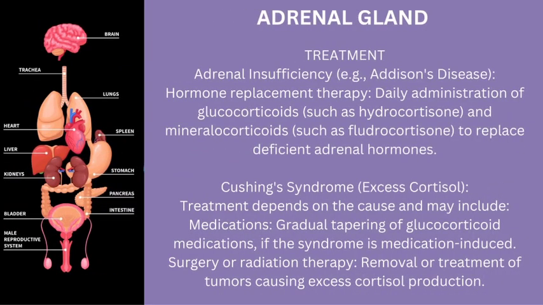Treatment involved. For adrenal insufficiency, for example Addison's disease: hormone replacement therapy. Daily administration of glucocorticoids, such as hydrocortisone, and mineralocorticoids, such as fludrocortisone, to replace deficient adrenal hormones.